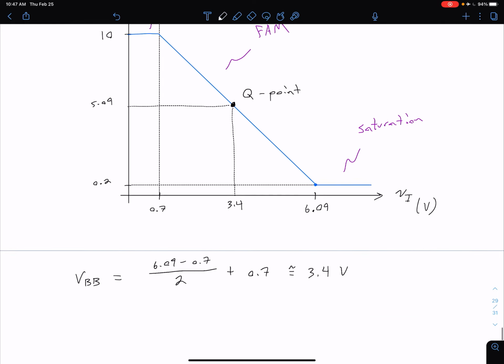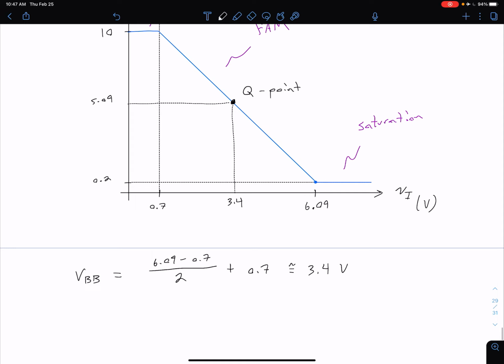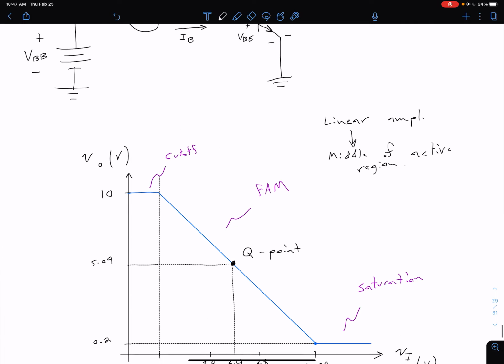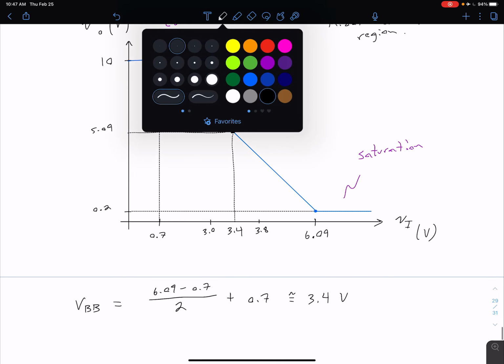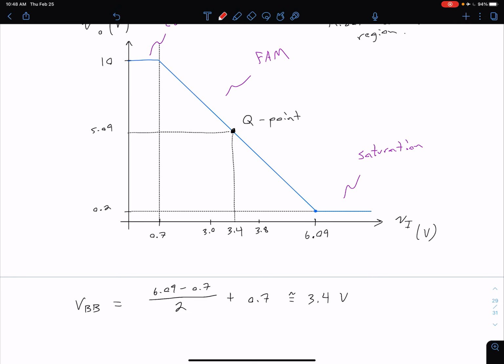And so what this is going to look like is that our voltage on the input side is going to be varying between 3 and 3.8, because we have that 0.4 volt magnitude, which is being either subtracted or added to 3.4. And again, this is coming from the small signal AC part right here. So let me add some more dashed lines here.